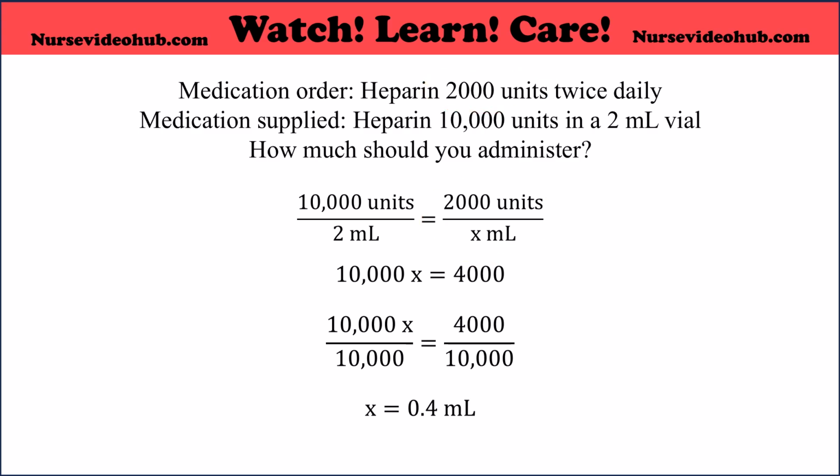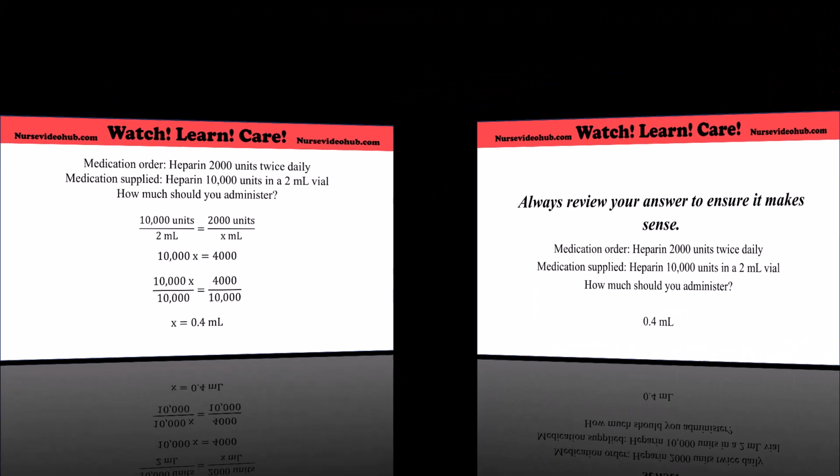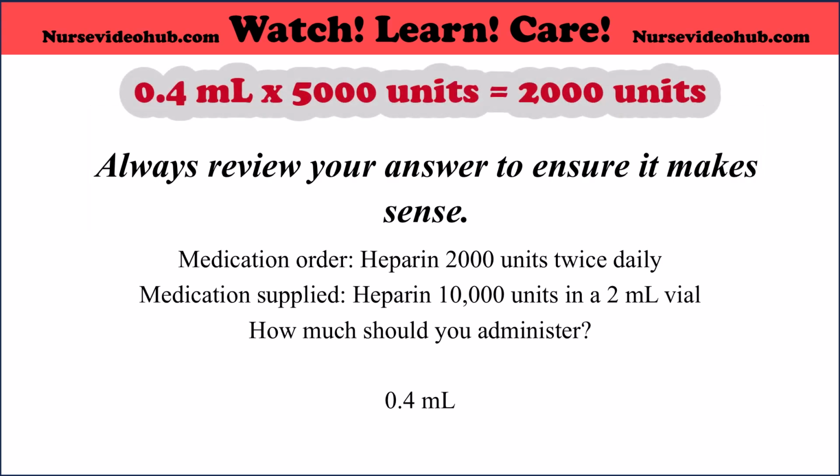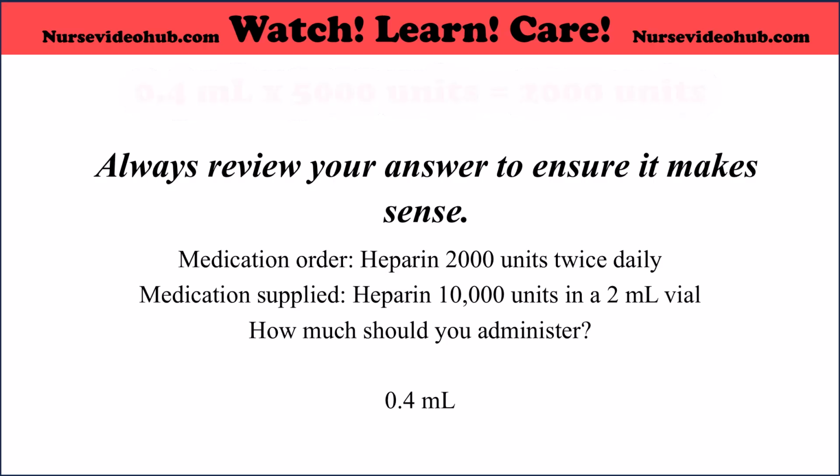Solve for the number of milliliters by cross-multiplying, 10,000 times x and 2,000 times 2. This results in 10,000x equals 4,000. Divide both sides by 10,000 to solve for x. X equals 0.4. You would administer 0.4 milliliters of heparin. Always review your answer to make sure it makes sense. The reverse method is to multiply 0.4 milliliters, the amount to be administered, by 5,000 units per milliliter. 10,000 units per 2 mLs is the same as 5,000 units per 1 ml, the concentration available. And that equals 2,000 units, your prescribed dose.